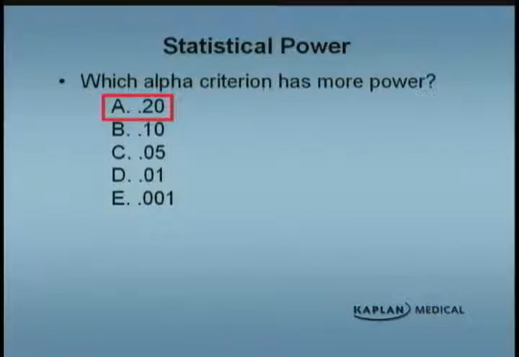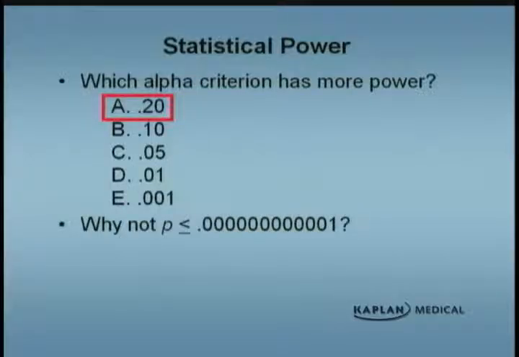But wait a minute. Doesn't that give me more chance of a type 1 error? Yes. And once again, you have a trade-off here. If you want to seriously avoid type 1 error, as you make your criterion more stringent, you're going to reduce the power that you have. Let me frame it for you this way. If avoiding type 1 error is so important, and it is, why do we use such a measly criterion, a p less than or equal to 0.05?